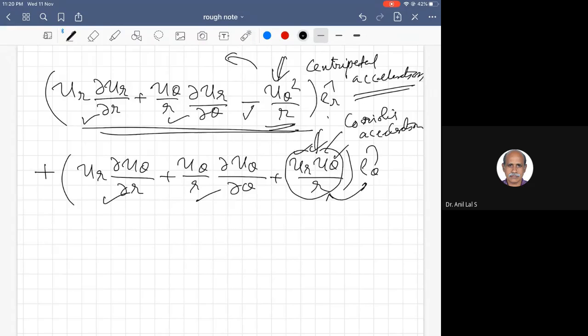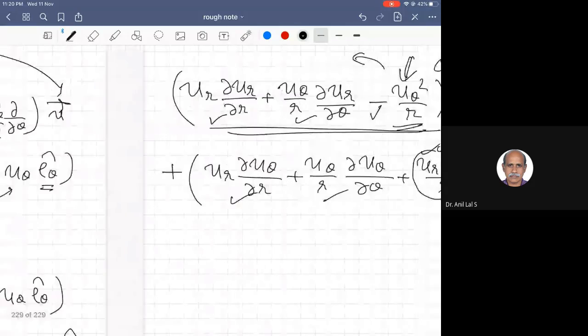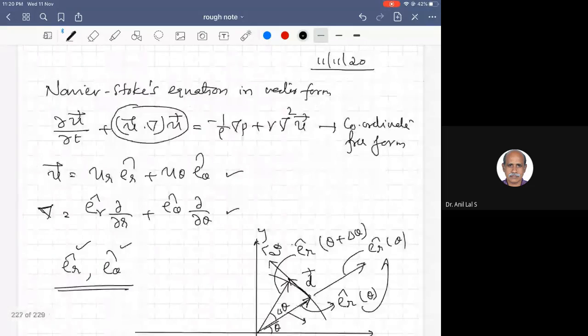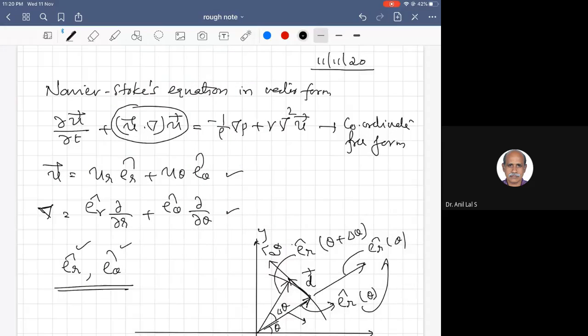In that case, the slider crank mechanism will be accelerating in the tangential direction. That acceleration is called Coriolis acceleration. So these are the two extra terms as far as the acceleration term is concerned. And the next extra terms arise due to this one.